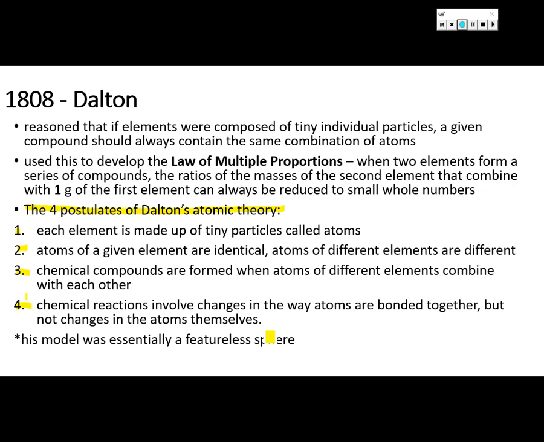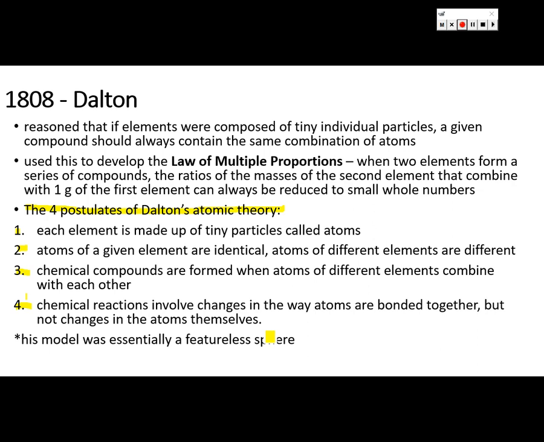So he said each element is made of tiny particles called atoms. So drawing in Democritus's idea. He said that atoms of a given element are identical. Atoms of different elements are different, but he didn't say how. So he didn't know the number of protons were different, etc. He just knew, obviously, oxygen gas was not the same as carbon, which we're made of. He knew that, but he didn't really say much about why.